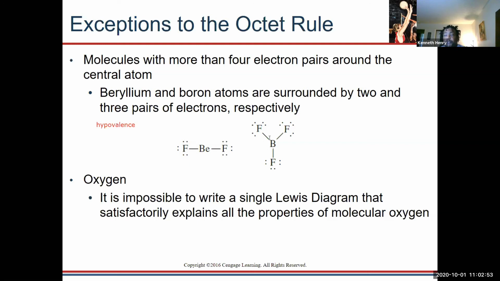And the other one is boron. Boron is happy with having 6 electrons around it. Okay? So those are going to be your 2 exceptions for hypovalency.